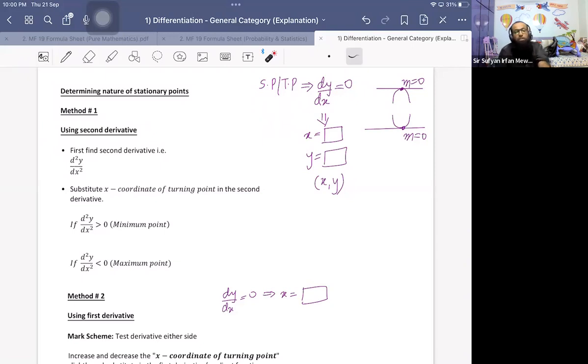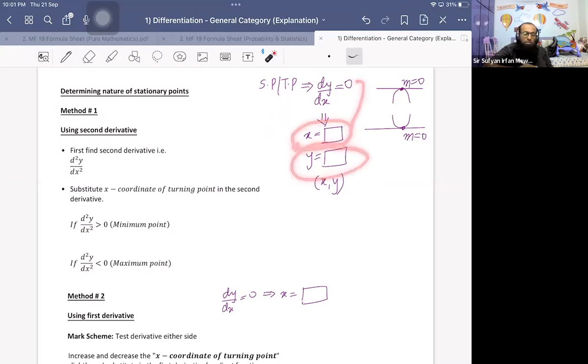Firstly, whenever we have to find the stationary points, we know that at a stationary point, if we draw a tangent, it is a horizontal line, and therefore the gradient is 0. So whenever we have to find the coordinates of a stationary point or turning point, we find the gradient function dy by dx and equate it to 0. If we equate dy by dx to 0, we get the x coordinate, and this x coordinate is substituted in the equation of the curve and we get the y coordinate.